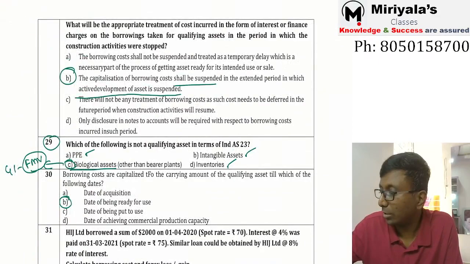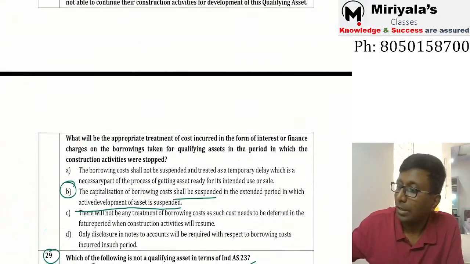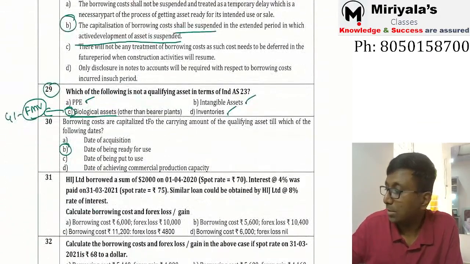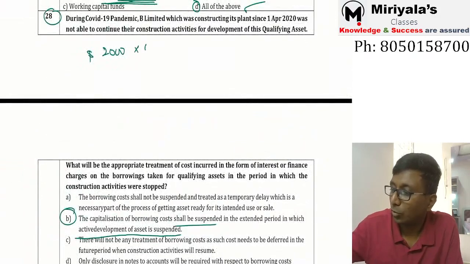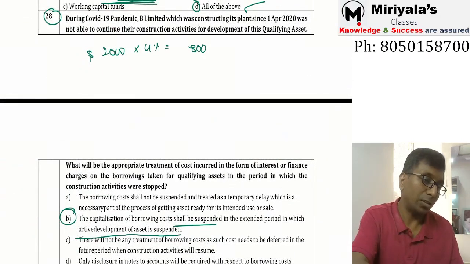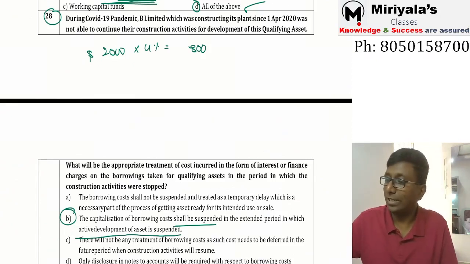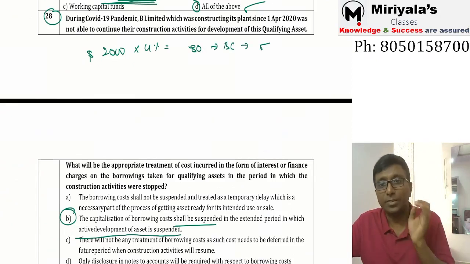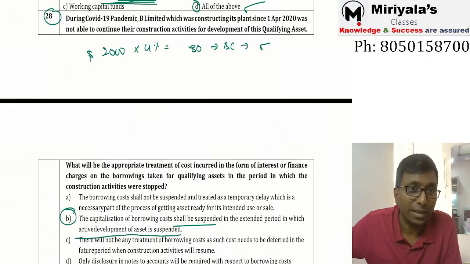How much loan have you taken? $2,000 loan you took, and the interest rate is 4%. So 2000 into 4 percent is equal to 80. What is 80? 80 is going to be the borrowing cost. Will you capitalize it? Yes, we will capitalize it if it is used for the qualifying asset.